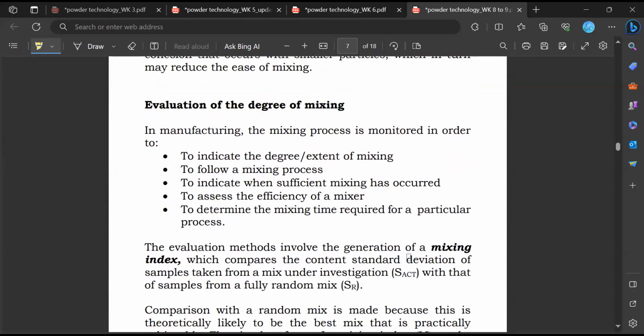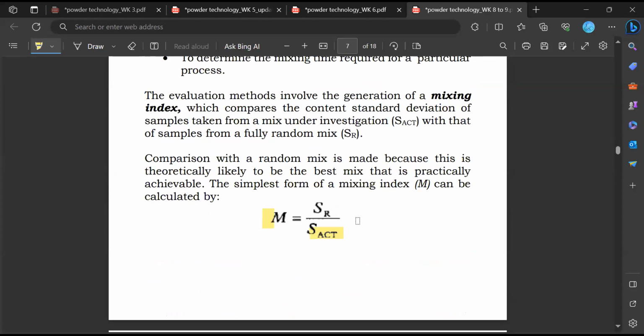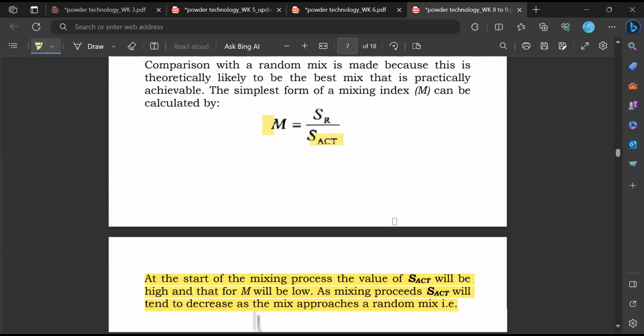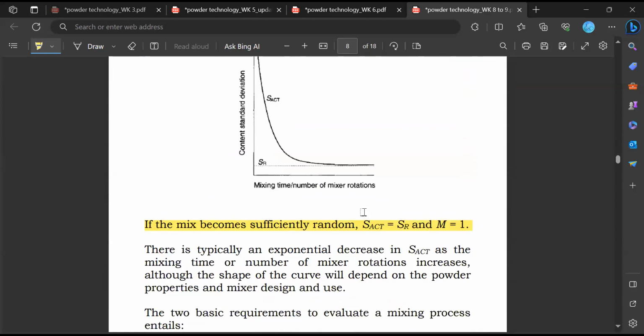Then when you're talking about degree of mixing, you have the mixing index, which when equal to 1 means it's sufficiently random and you can stop your mixing at that time.